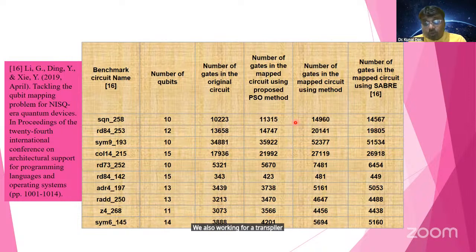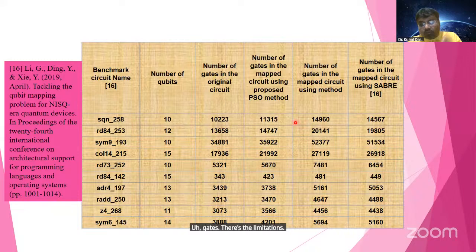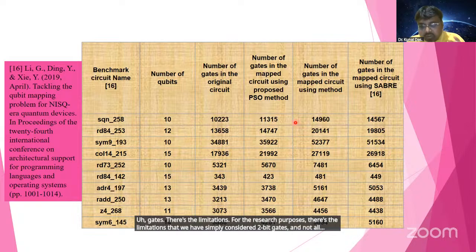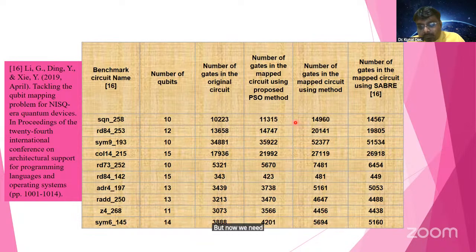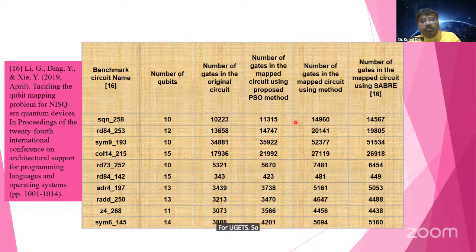Yes, there are many open questions because we have simply used 2-bit gates. That is the limitation. For research purposes, we have simply considered 2-bit gates and not all, just CNOT. But now we need to move to the rotational gates, and there are 3-bit rotational gates for U gates. Only then can an actual commercial transpiler be generated.